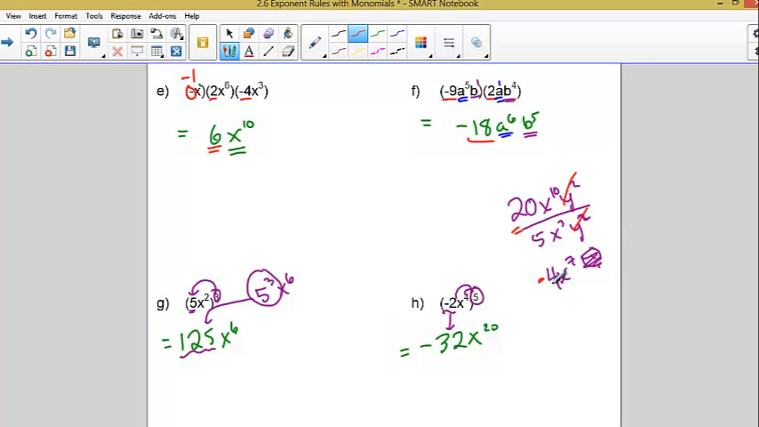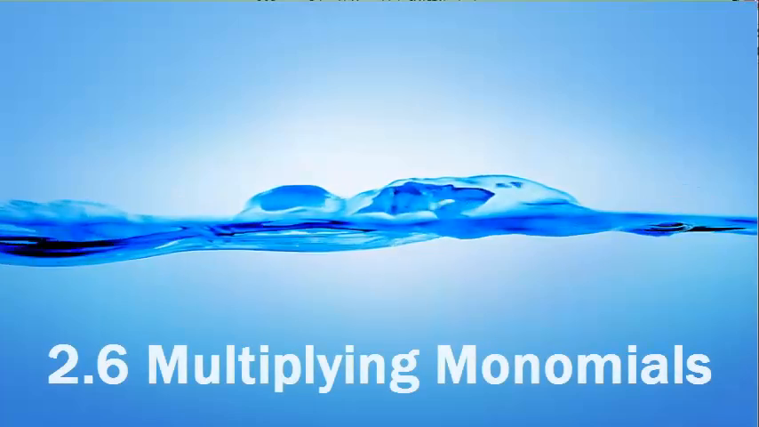So division, power of a power, multiplying same bases, those three rules are still in effect when we're dealing with variables. All right.